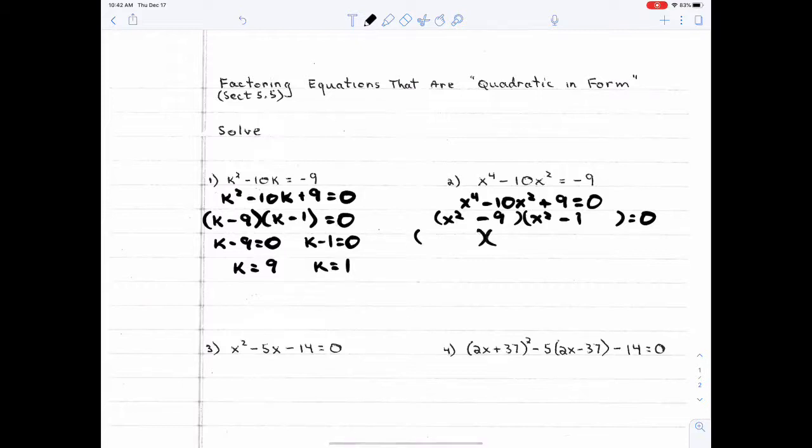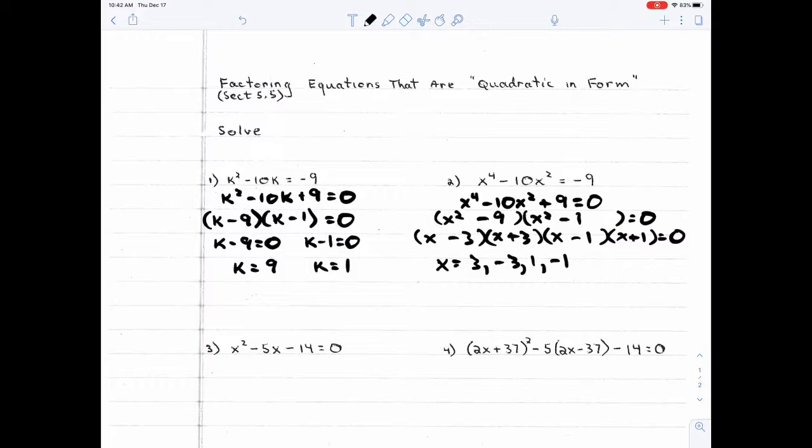So I'm going to look, what times what gives us x squared? X times x. What gives us 9? Minus 3 and plus 3. And now for the x squared minus 1. What times what gives us x squared? X times x. What gives us negative 1? Negative 1 and plus 1. And then if I set each of those equal to 0, you'd end up getting 3, negative 3, 1, and negative 1. Now, quite frankly, that's the way I do it.